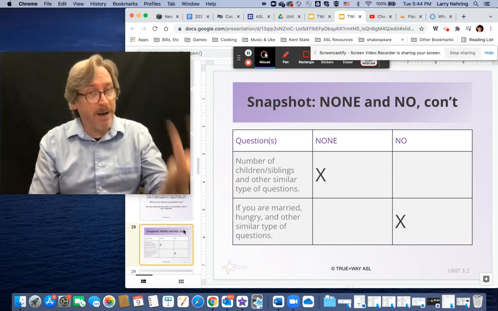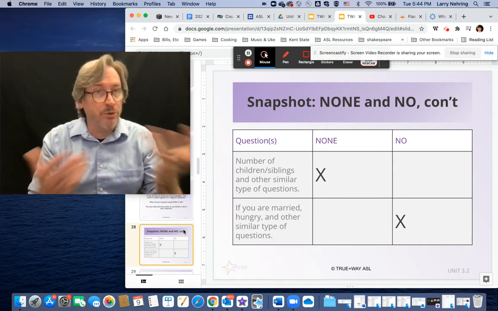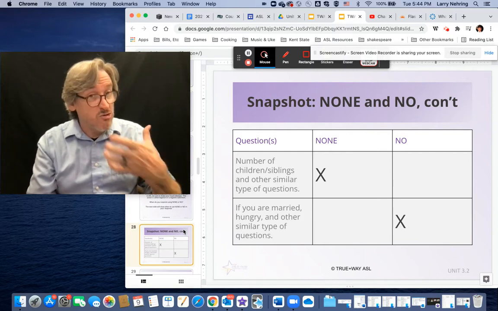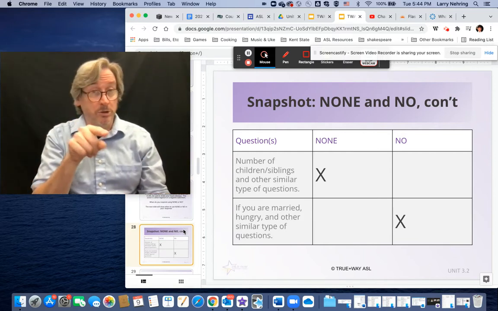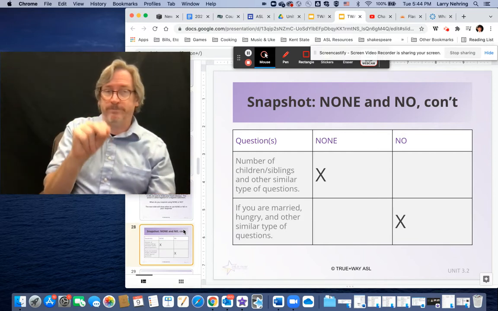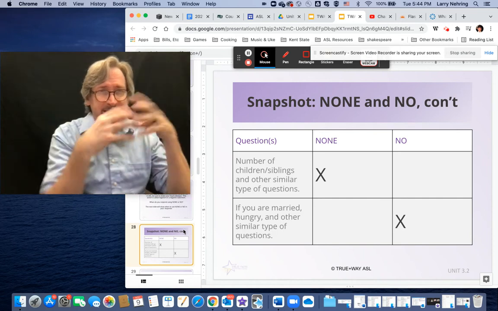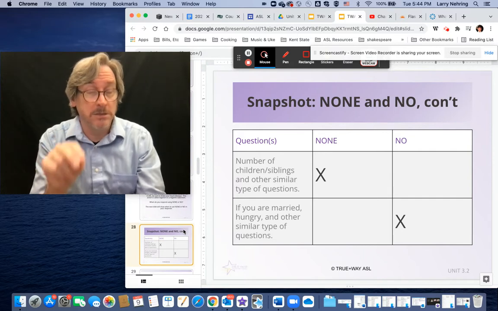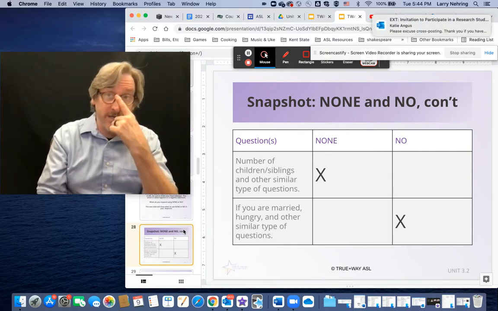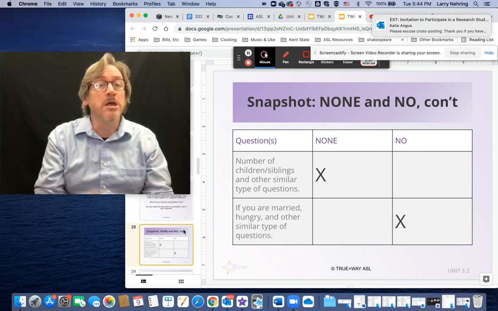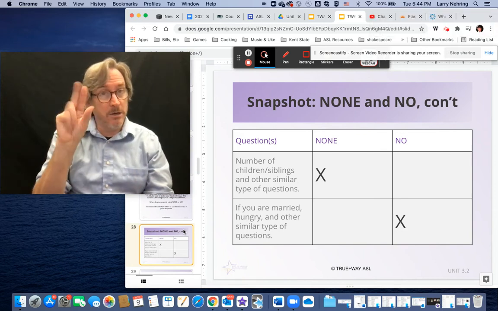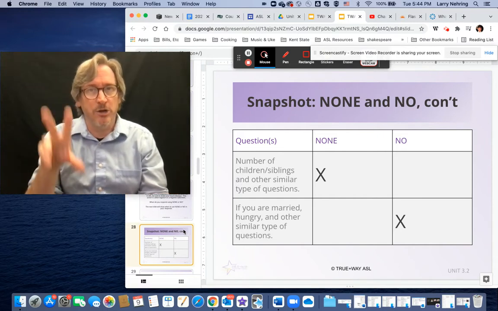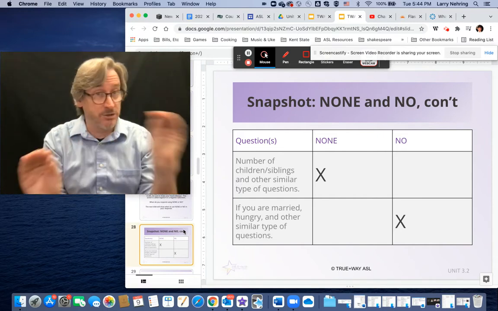If someone asks, are you married? Are you hungry? Are you this? You wouldn't say none. You'd say no. So if they're asking you for a count, none is an appropriate answer. No is not. If they're asking you for condition, how are you, this, that, and the other thing, that would be appropriate to say no. Okay. It makes sense in English. It should make sense in ASL. No and none are not interchangeable.